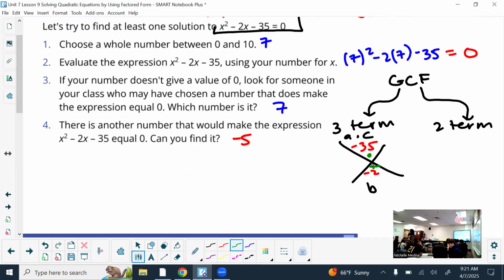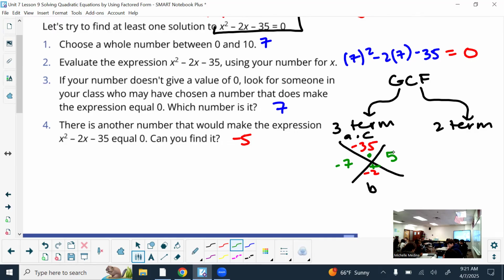Now C, do the numbers we chose earlier, 7 and negative 5, do they do that? Do they multiply to negative 35? Do they add to negative 2? Wait. They don't add to negative 2. The way that they would add to negative 2 is if I made the 7 negative and the 5 positive.